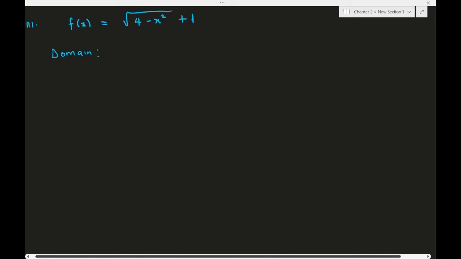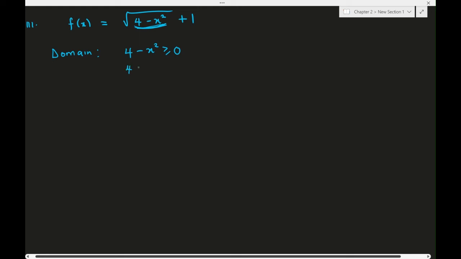What is the domain? How do you find the domain? Don't worry about the 1. For the domain, you have an even root. Whatever is inside the even root cannot be negative, because if it's negative, you're taking the square root of a negative number, which becomes an imaginary number. So it means you want it to be either positive or 0.